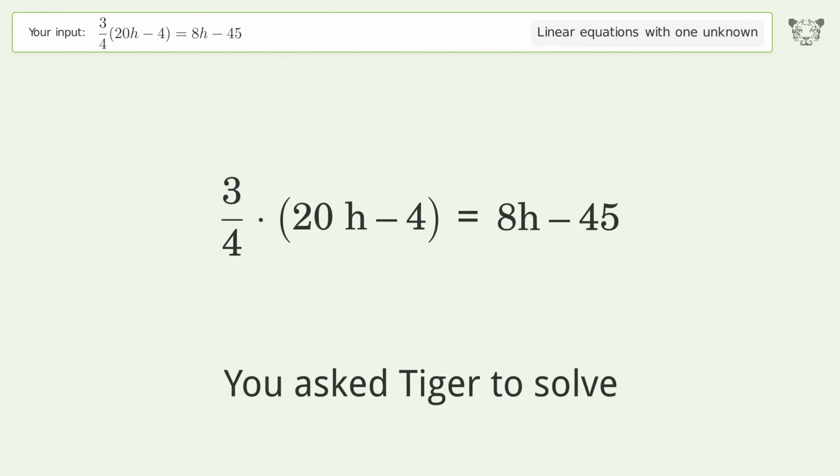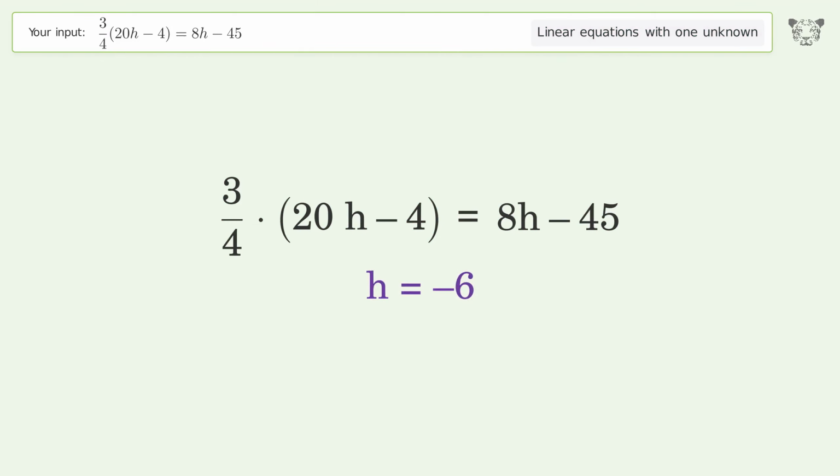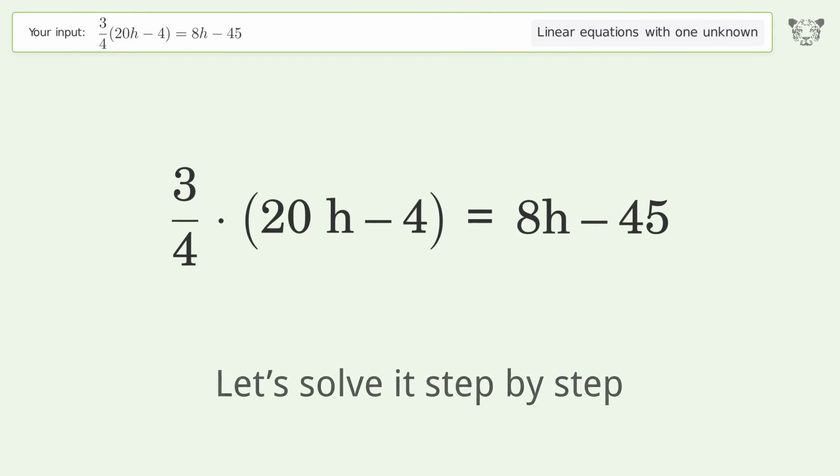You ask Tiger to solve. This deals with linear equations with one unknown. The final result is h equals -6. Let's solve it step by step.